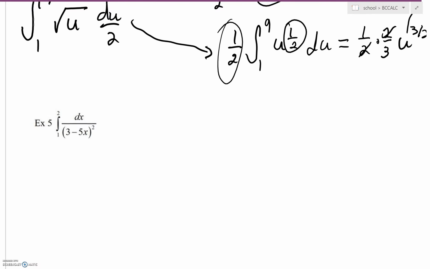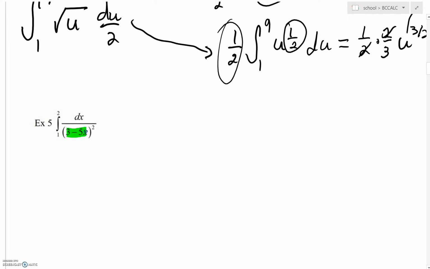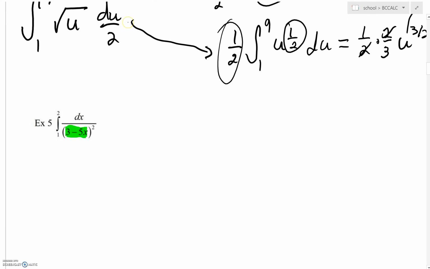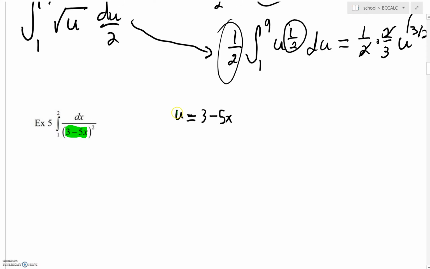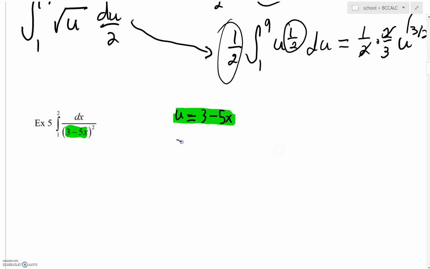For example 5, again, maybe first go in search of a composition, a function inside of another function. It sure looks like we have 3 minus 5x that is inside of that squared function down below. And we can quickly make note of that and take derivatives. Keep in mind we also have boundaries in this. We do have a definite integral here, so another bit of practice that we can have.